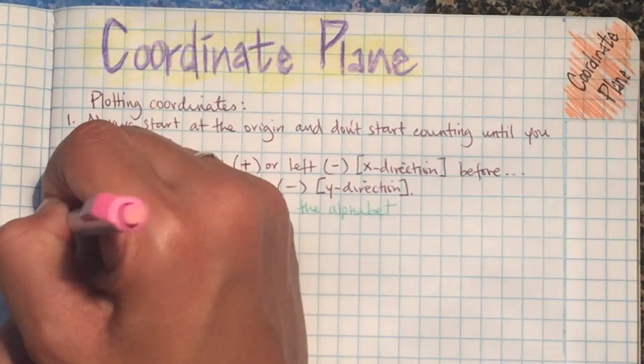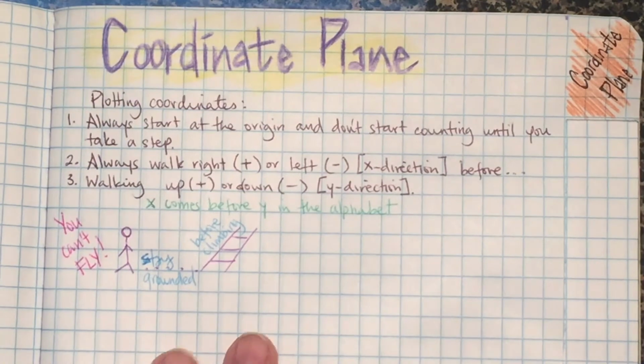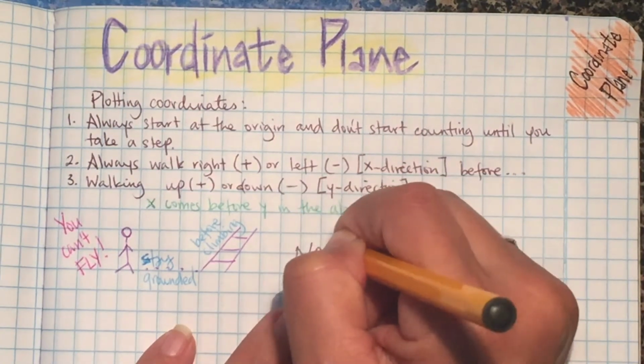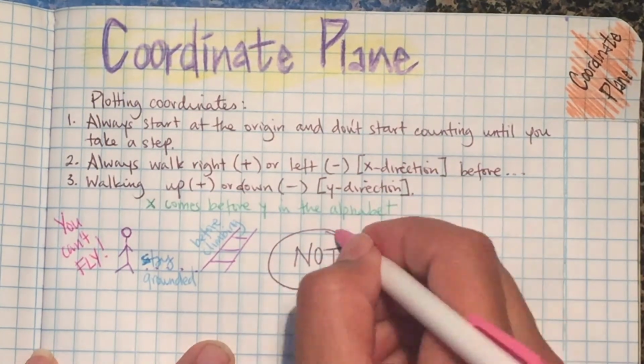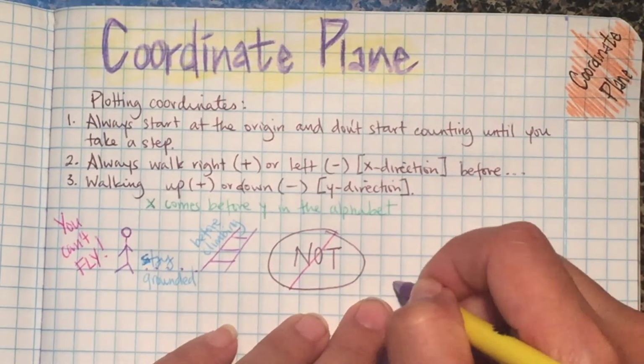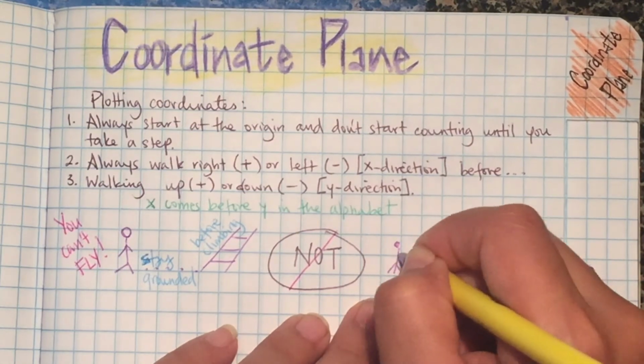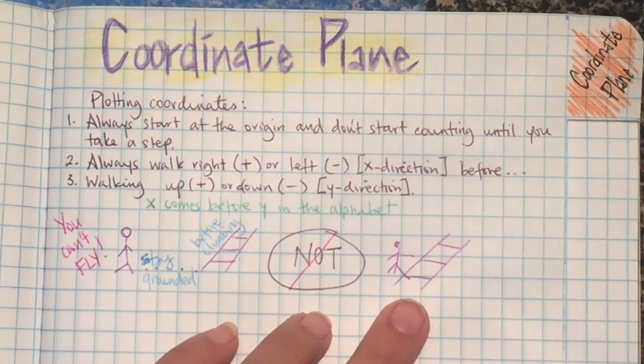In this scenario, you can't fly. Us as human beings, we cannot fly, so this is what we're not going to do. We are not going to climb and then try to walk. So if you draw a stick man climbing up a ladder, we do not climb, then try to walk.